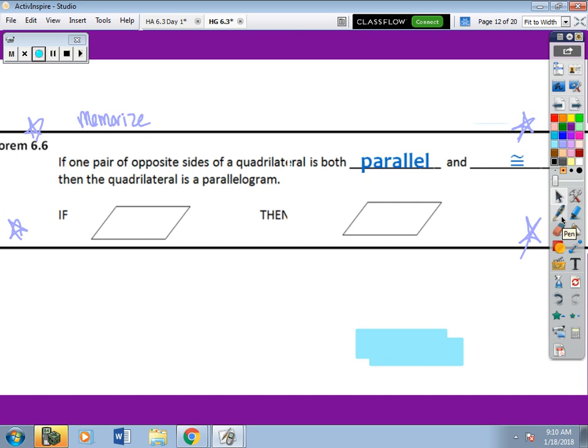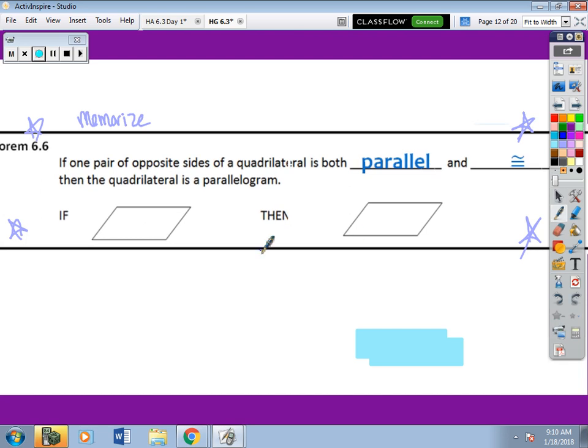So if you know that just one pair of opposite sides is both parallel and congruent, that is enough. So this is a new one. This doesn't satisfy any of the properties we learned yesterday. Now, really briefly, I'll show you why. I'll do a little mini proof just explaining it.